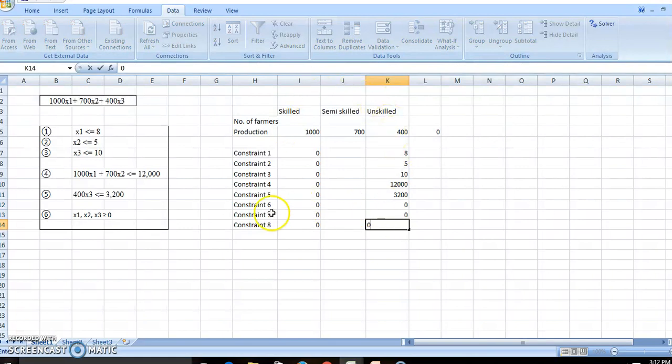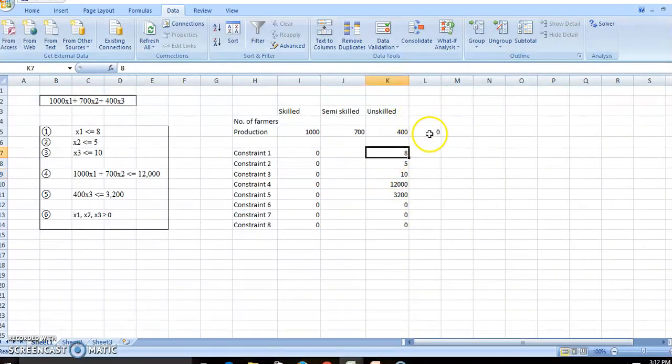So what I have done basically is named the constraints as 1, 2, 3 and so on. Then I have written number of farmers in production. For production, I have written the values. For number of farmers, I have left it blank for the solver to solve and give us our answers. And these are the categories of farmers. For constraints, I have written the LHS side in terms of the cell references and not the values as such. And for the RHS side, I have written the values.